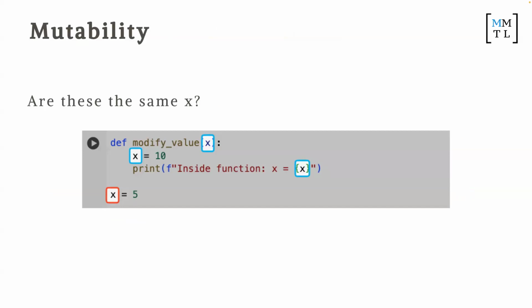So this is the last part, kind of extending from scopes. It's the problems of mutability. So let's have a look here. Are they all the same X?